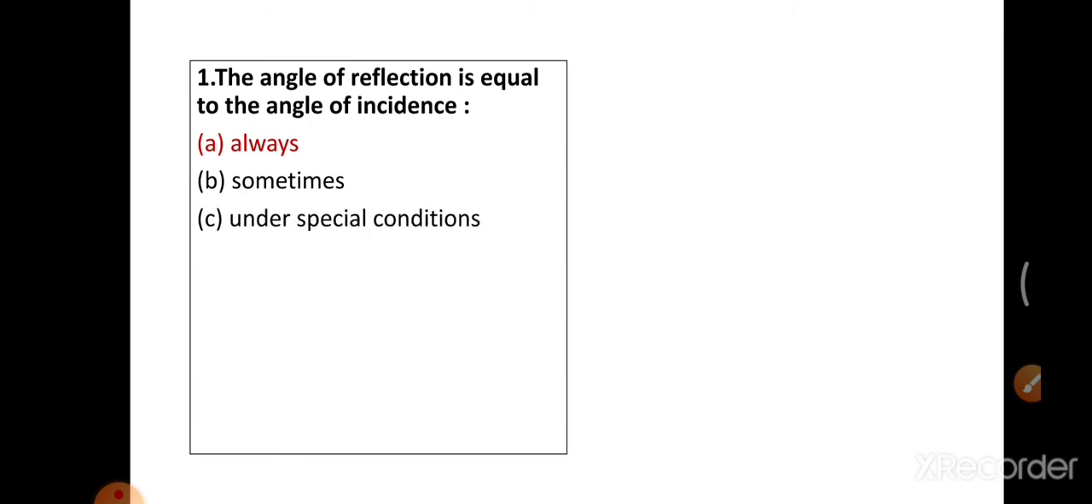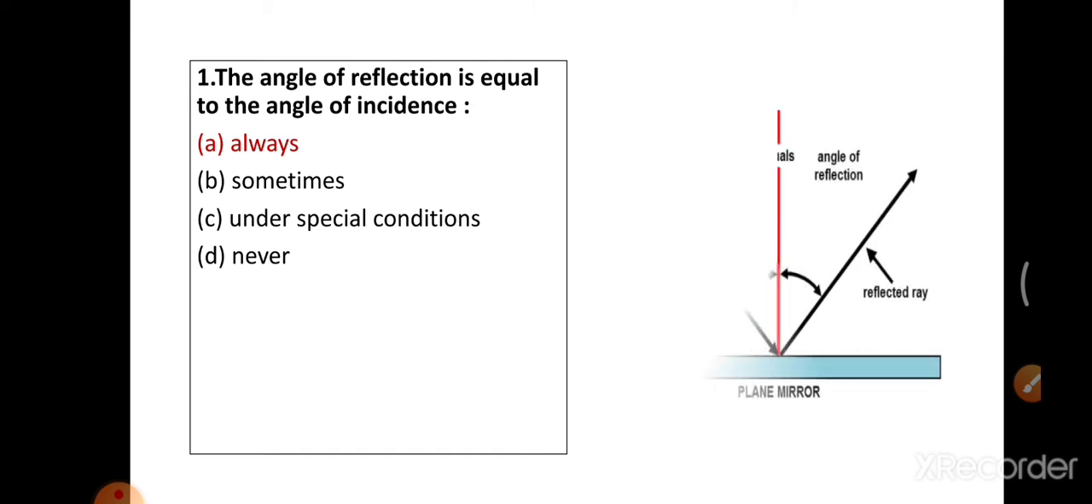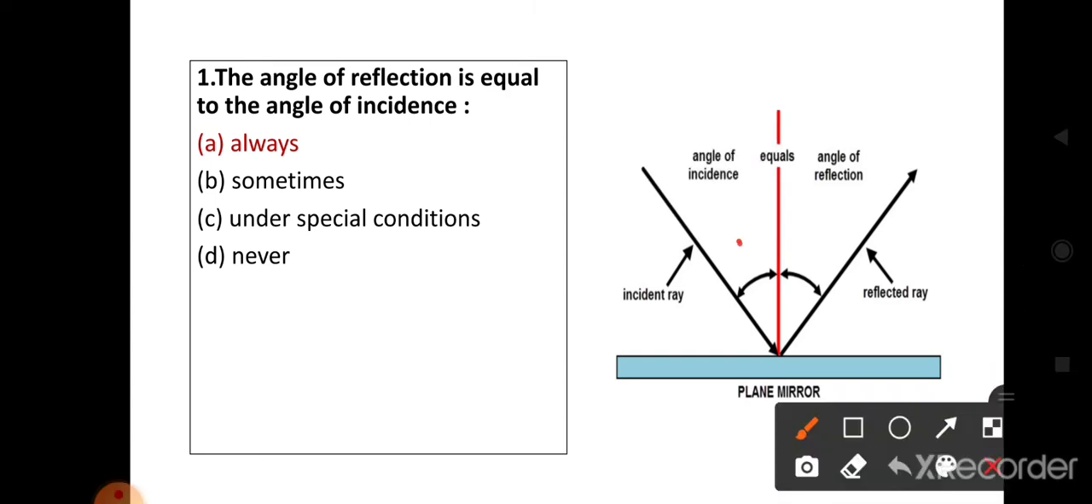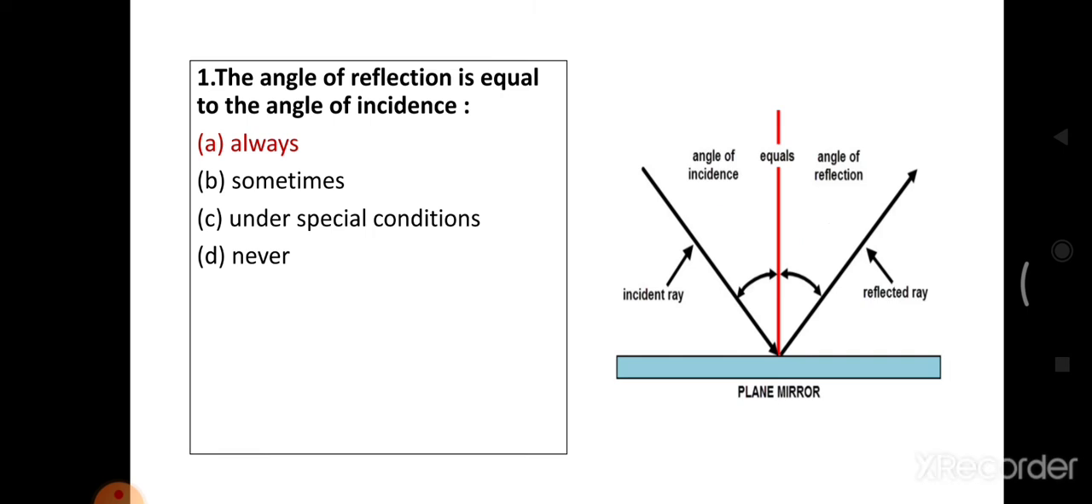Option C, under special conditions. Option D, never. The correct answer is always. Always the angle of reflection is equal to the angle of incidence. This is the law of reflection of light. So always the angle of incidence is equal to the angle of reflection.